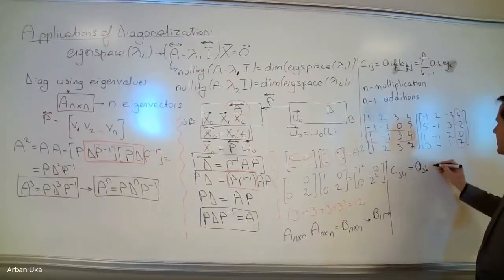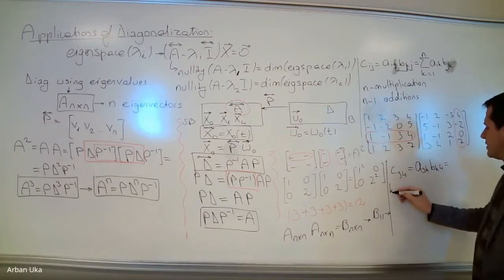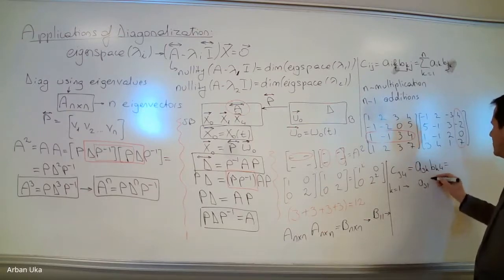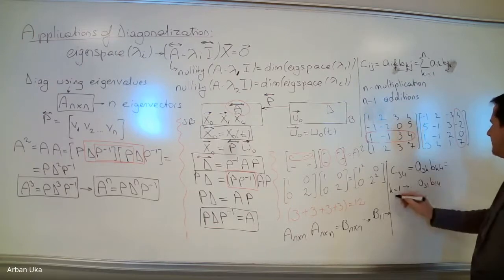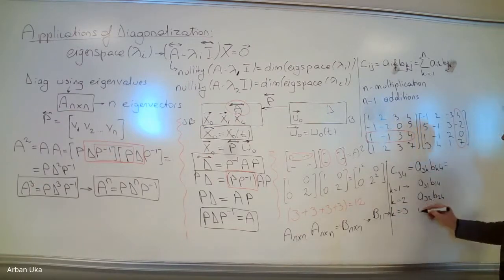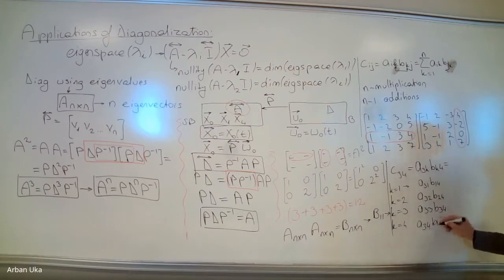That's true. A3k times Bk4, but then k is from 1 to n. So let's think for a moment: if k is equal to 1, what do you observe? We have A31 times B14, right? Then for k equal to 2, we have A32, B24; k equal to 3, A33, B34; and k equal to 4, A34, B44. Is it correct? Looks like it does.